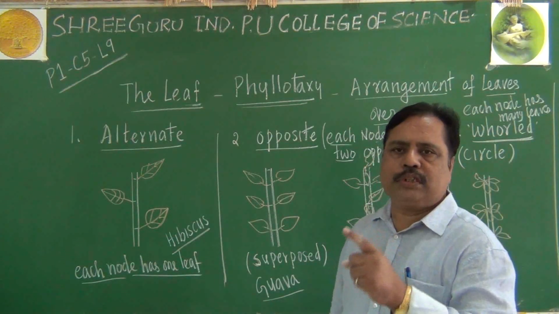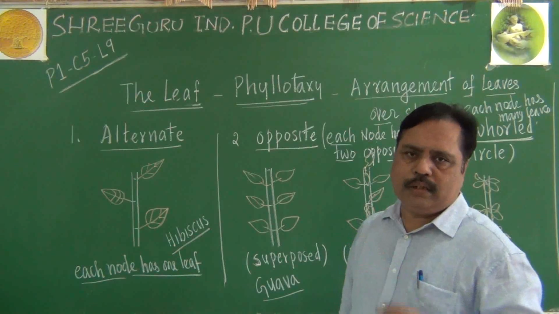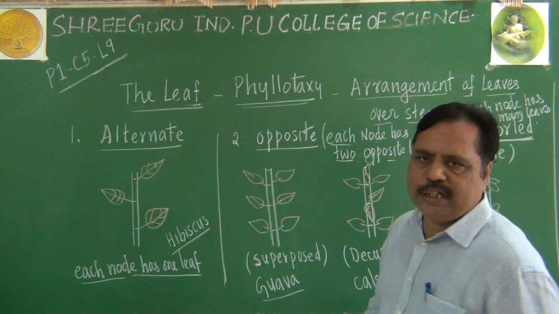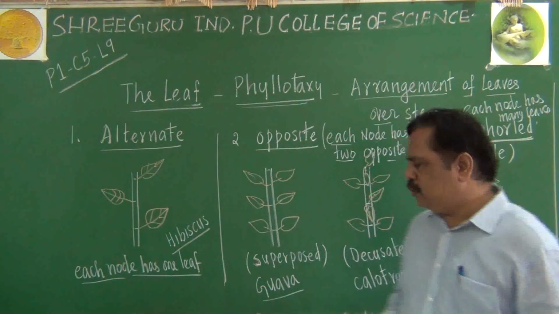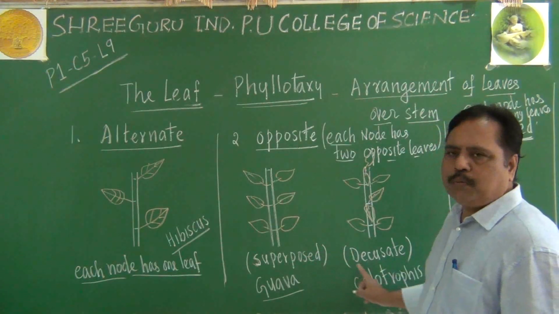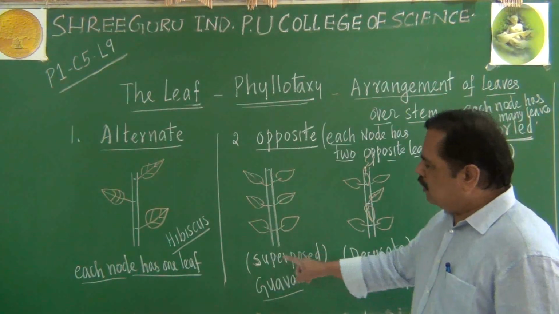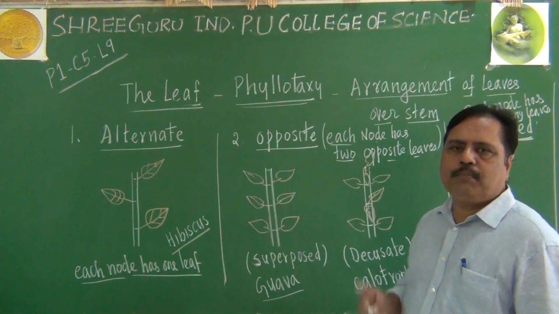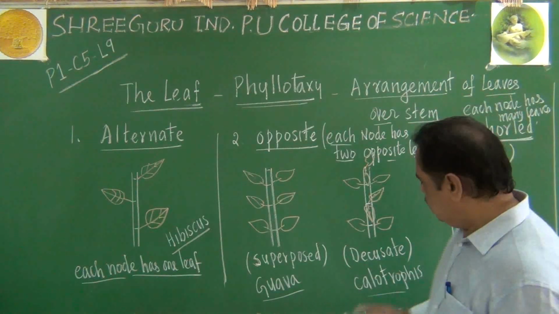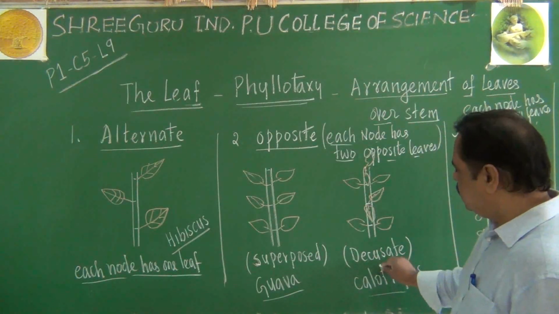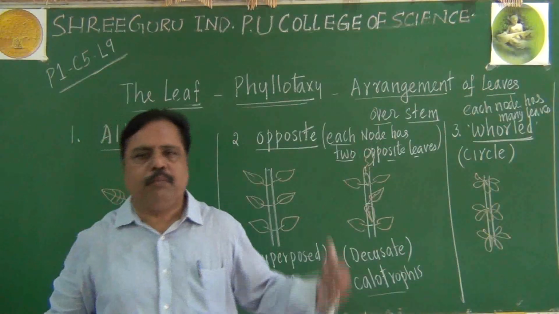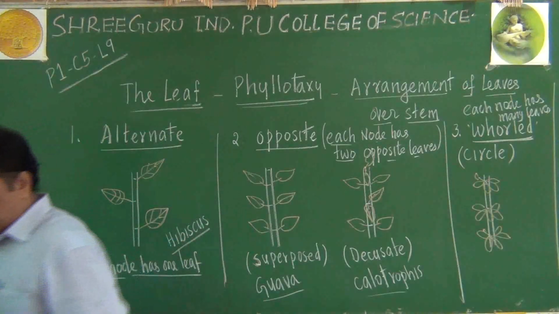Alternate, opposite, and whorled type. In opposite there are two types, superposed and decussate, like that. Of course in your textbook two diagrams are given, but they did not use the word superposed and decussate here. Remember, superposed is exhibited by guava and decussate is exhibited by Calotropis. Remember this point. So students, this is regarding what are the opposite type we can see. Please make note of this. We will continue.